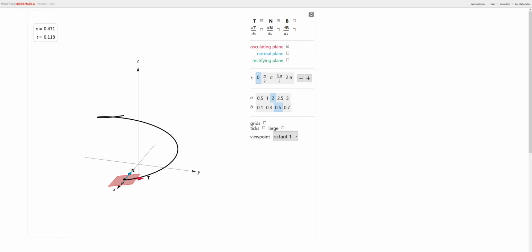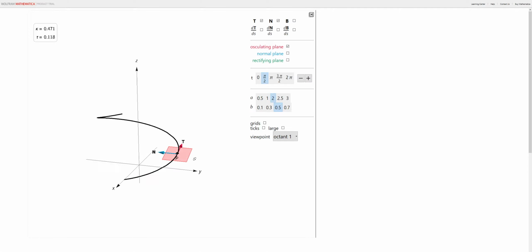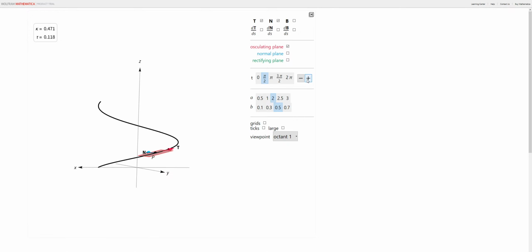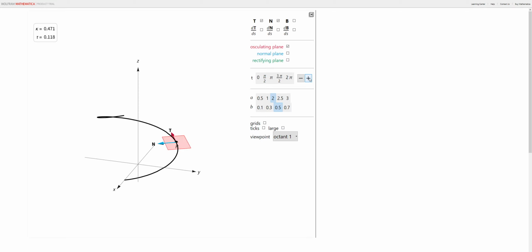Compare this to a helix. Let me jump to my helix. There's my osculating plane for the helix. And now keep track of this as we move around. So notice this osculating plane now is rotating a bit. Right? It's rotating and changing direction as we move along it.